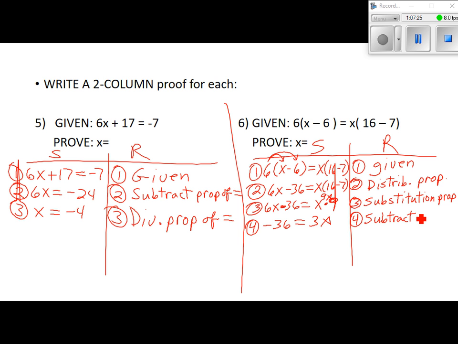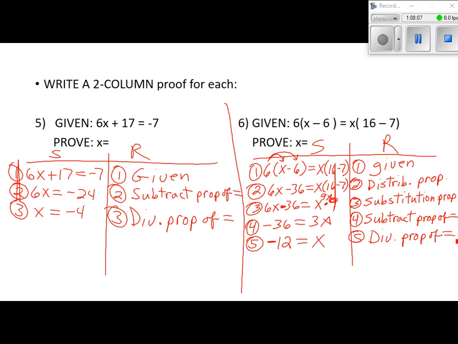Clifton says subtraction. Is it just subtraction? Property of equality, because we did it to both sides. Now what? Divide both sides by what? What's that leave us with? Negative 12 equals what? X. What do we use there? Division property of equality.